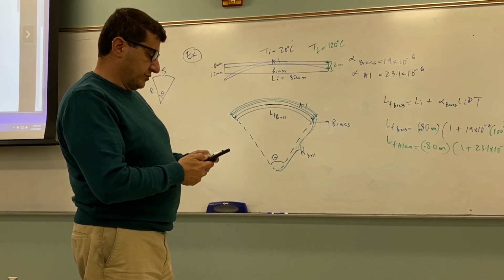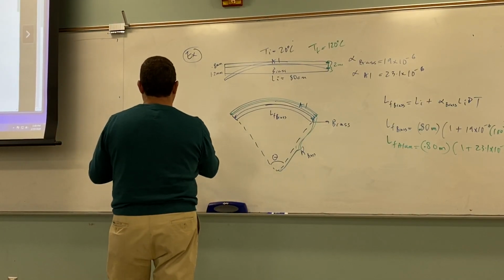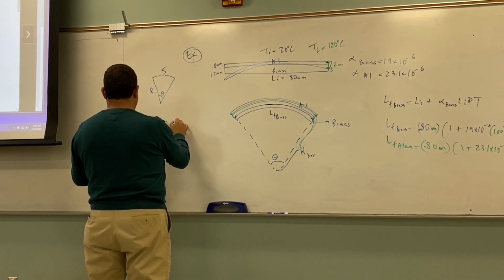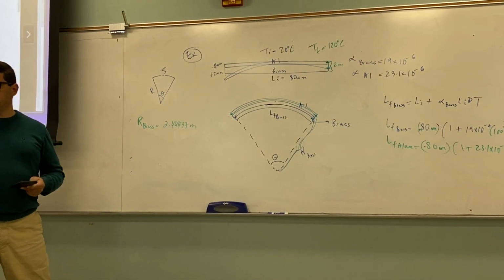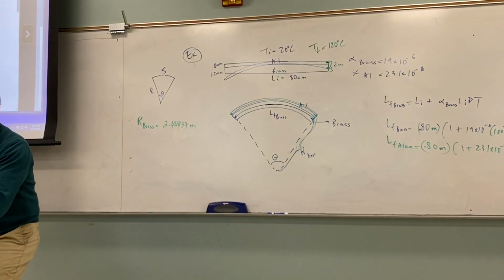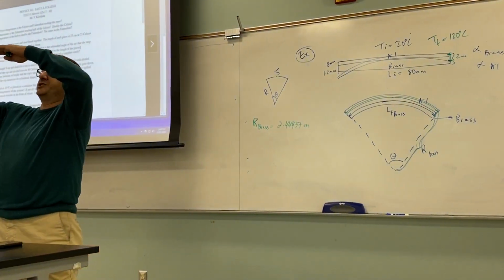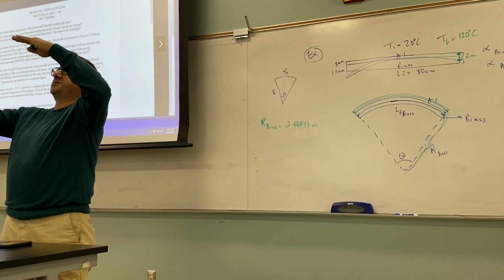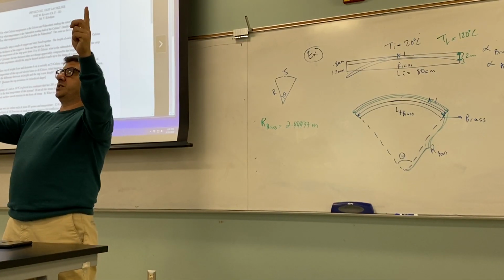Yeah. 2.44, 37 meters. That's actually a big radius. So it curves like this, and then it makes a big radius. 2 meters is huge. So that means it doesn't actually curve that much. It barely curves. So what was it? 80 centimeters to begin with?